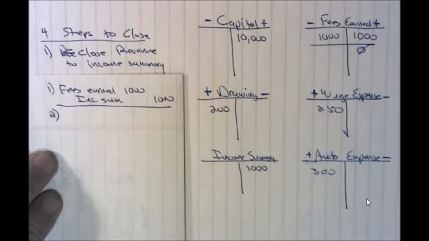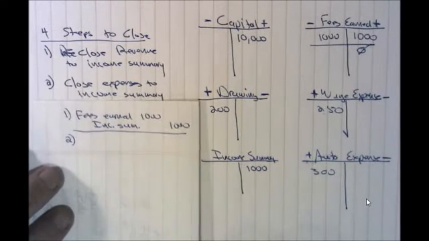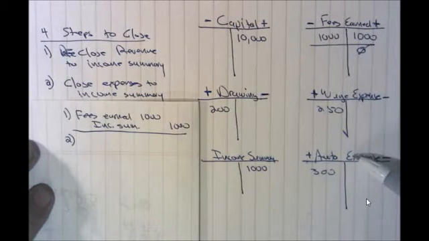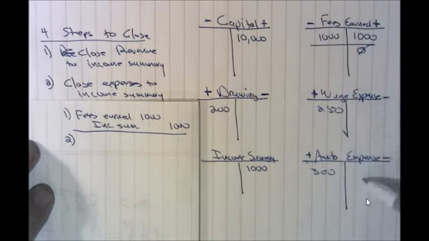So we're going to close. Step 2 says, what does step 2 say? Close expenses to income summary, right? So we know we do what? We have 2 expense accounts, and we have to close them. They have debit balances, so I know I have to do what? Credit these to make them go to 0.